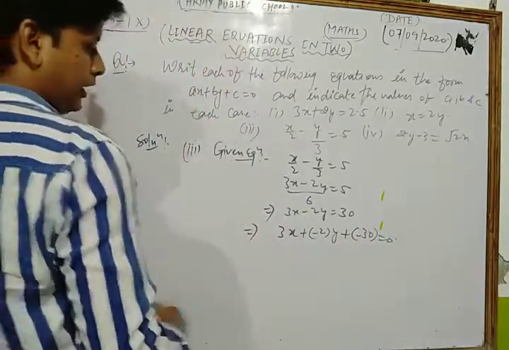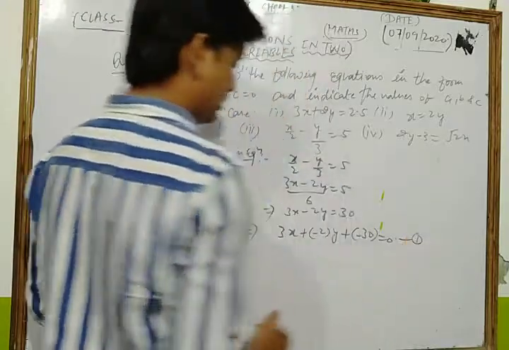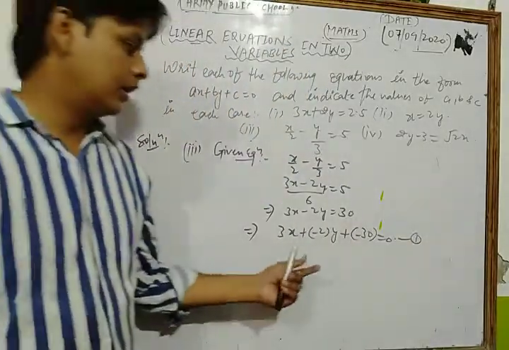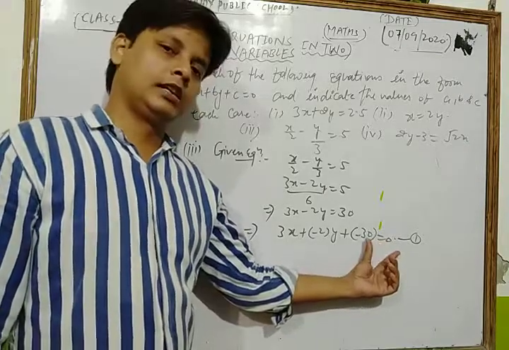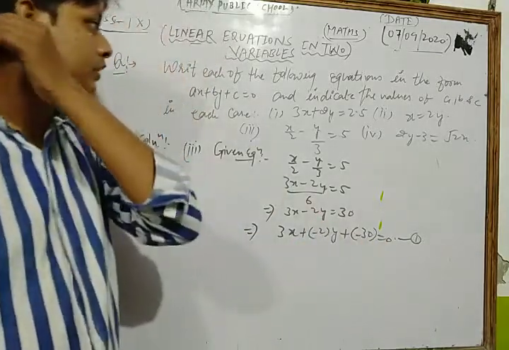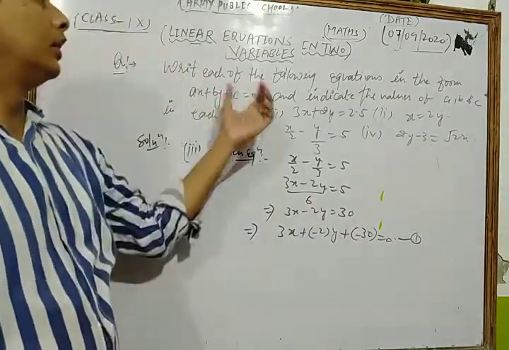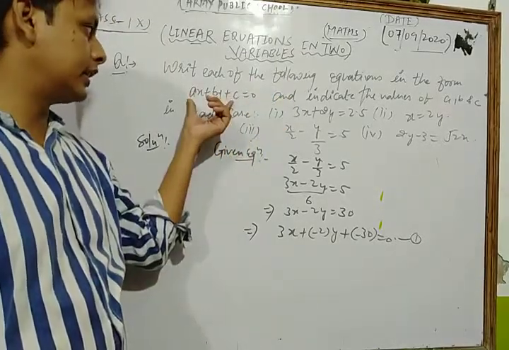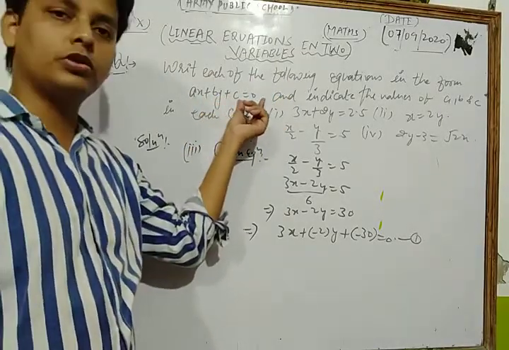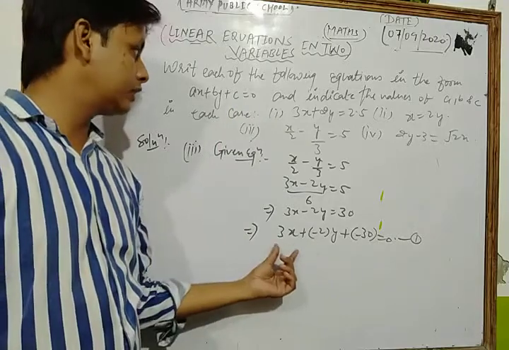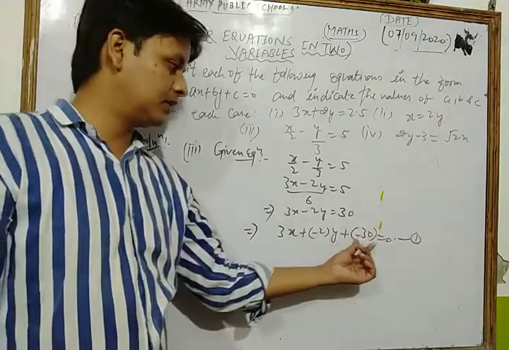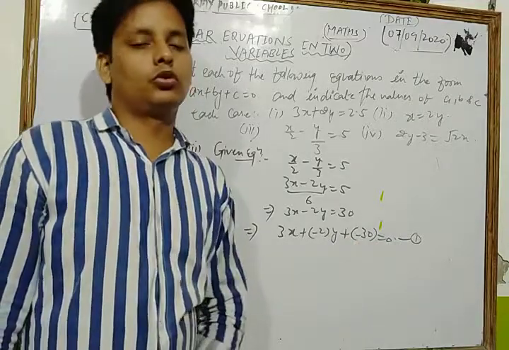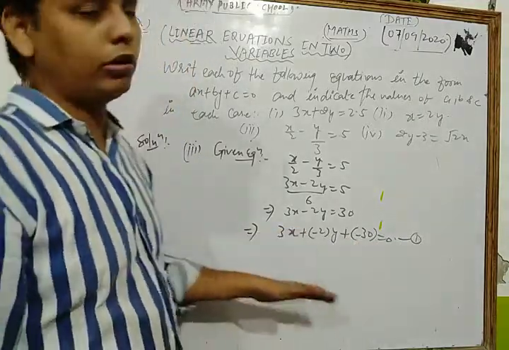Take equation 1. Dear friends, the equation 1 is of the form ax plus by plus c is equal to 0. So now we also find the value of a, b and c.